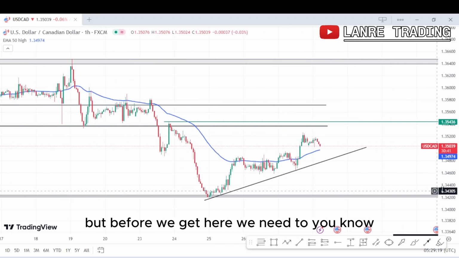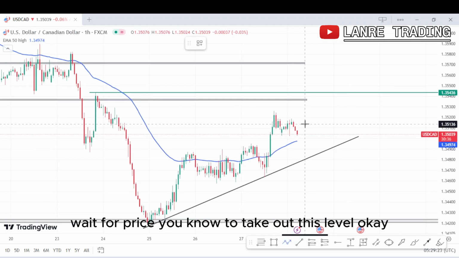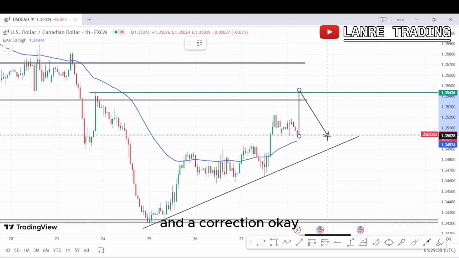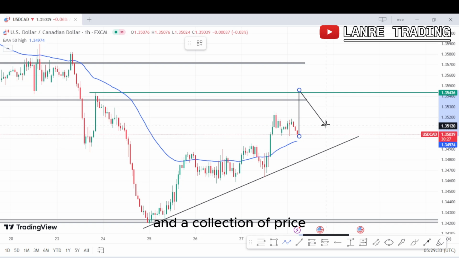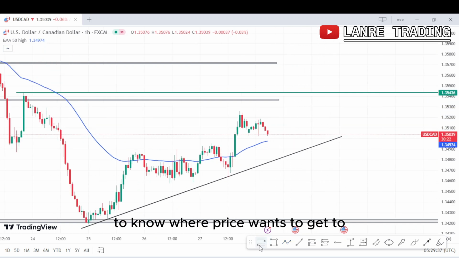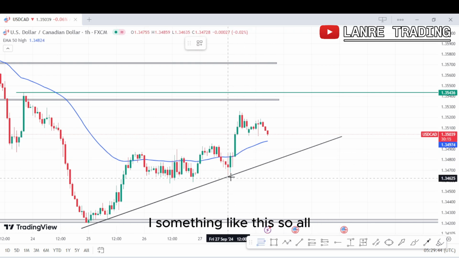But before we get there, we need to look for an entry, which I explained earlier. Wait for price to take out this level, and a correction of price. For us to have this correction of price, to know where price wants to get to, we have to wait for the next higher high, something like this.